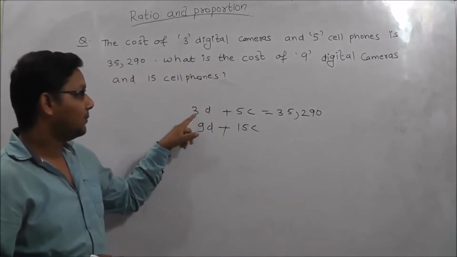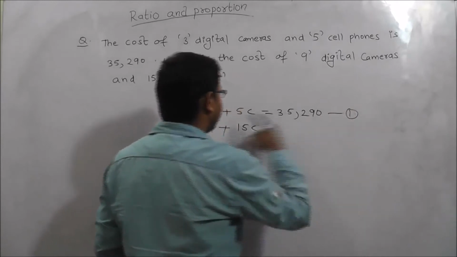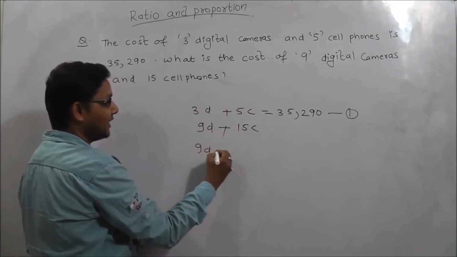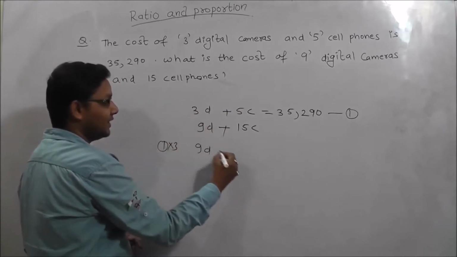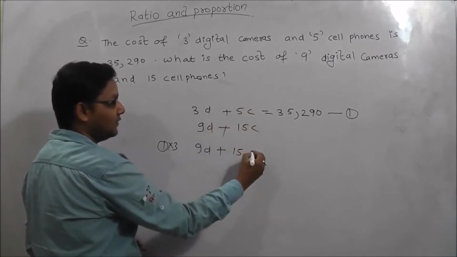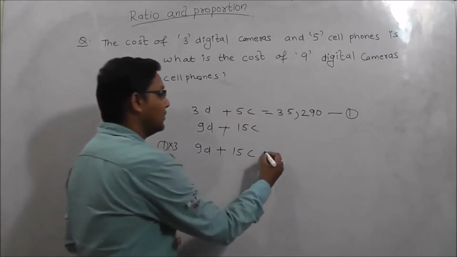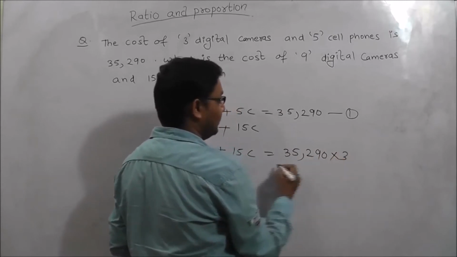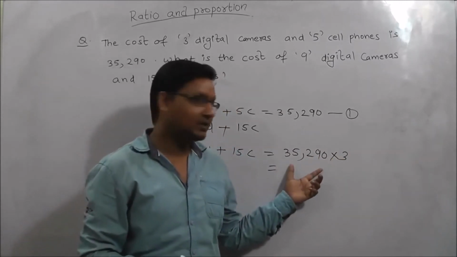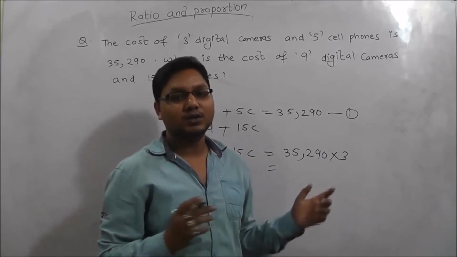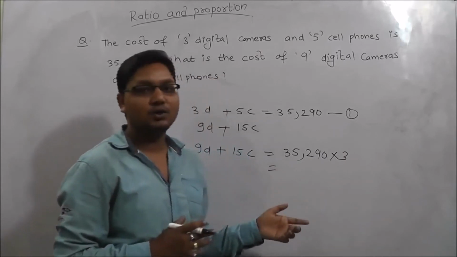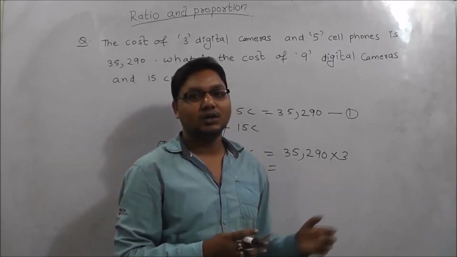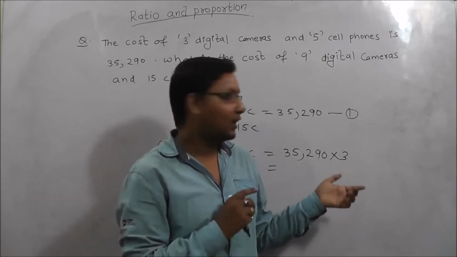So by multiplying the first equation with 3, we will get 9 digital cameras, that is 3 into 3, plus 5 into 3, 15 cell phones, equals 35,290 into 3. So this is a larger value, and we have to multiply it with 3. In the fast trick videos, I have told you how to multiply big values with small values. So I will remind you now how to multiply these terms.